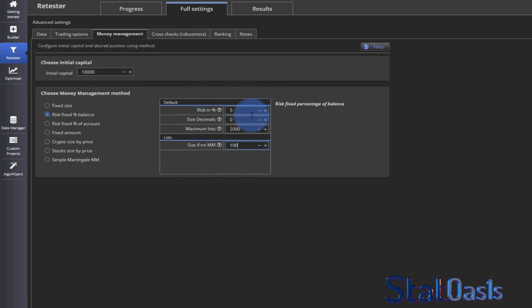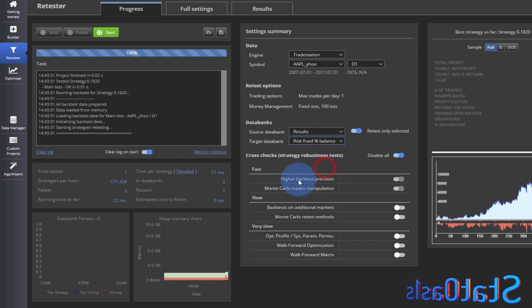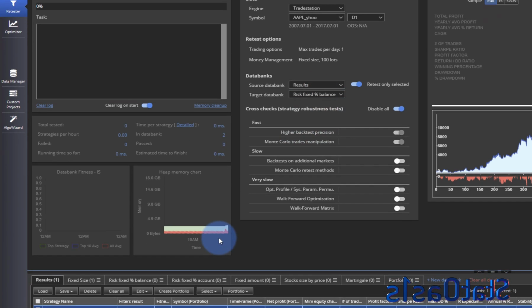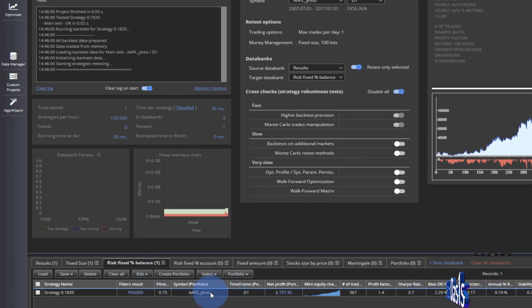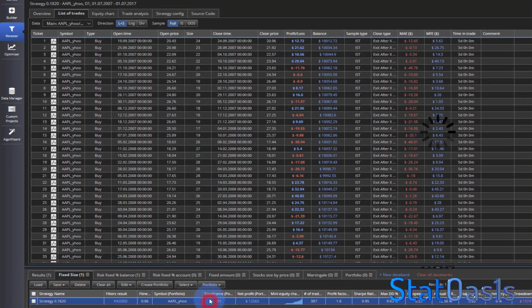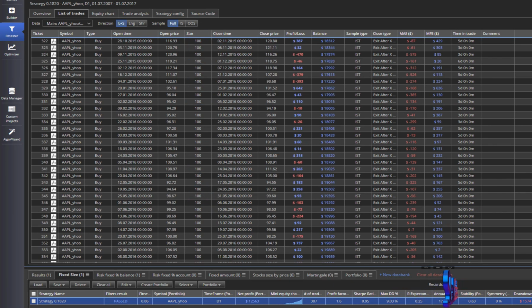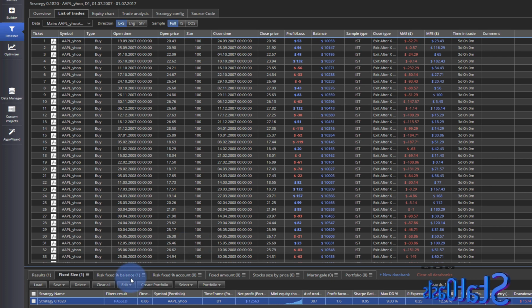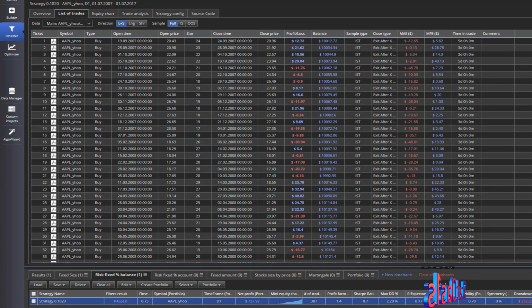Okay, so now that we pick this, we go to progress, and then I'm going to put it in this bank. Test, and it should show up here. And now, actually, let me show you this one. As you can see, all the trades are 100 shares. Yes, it's fixed size. Here now, you can see that the number of shares is changing.